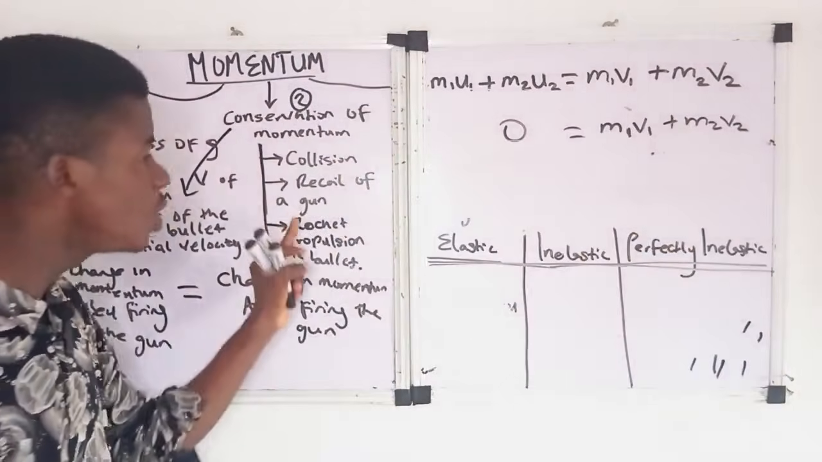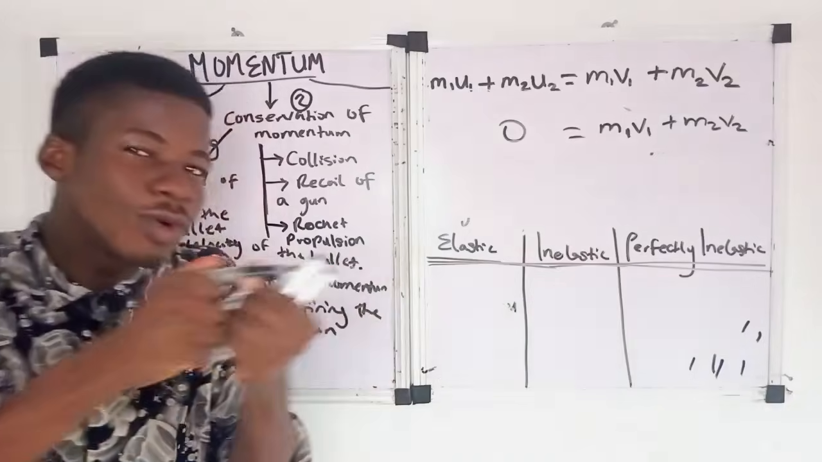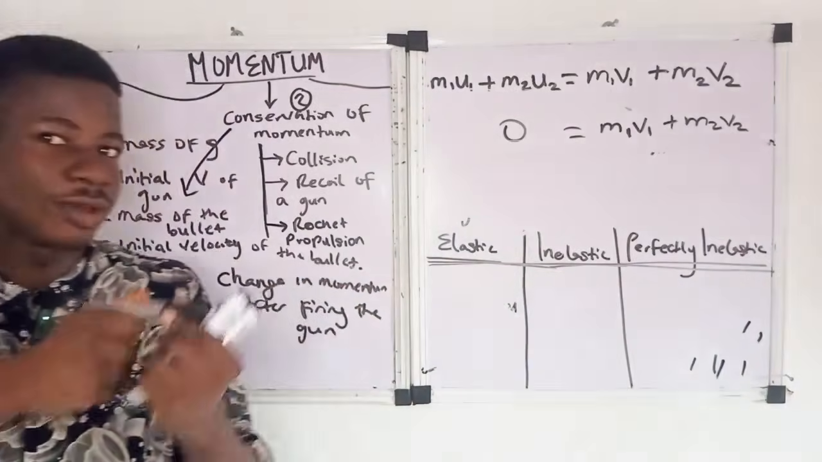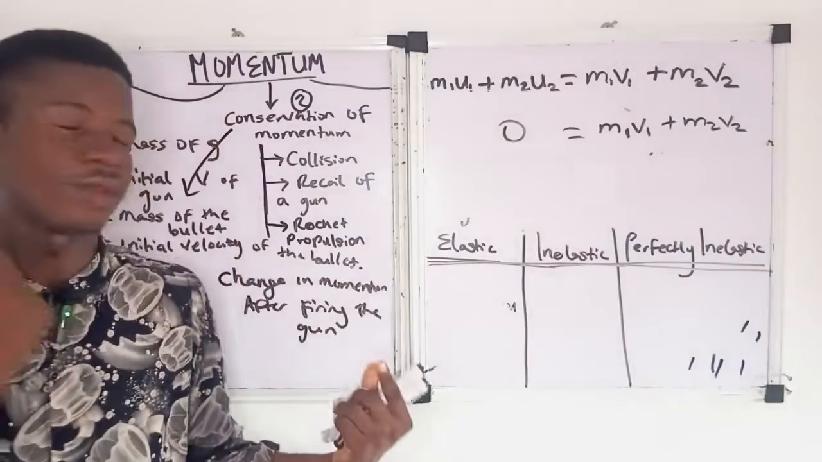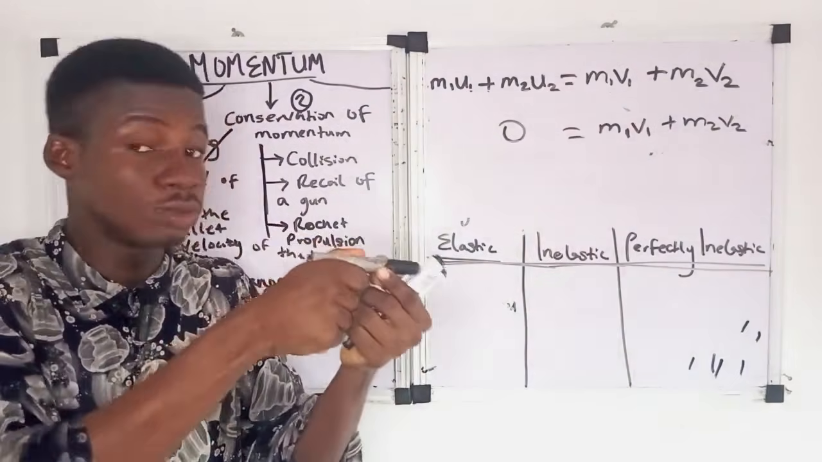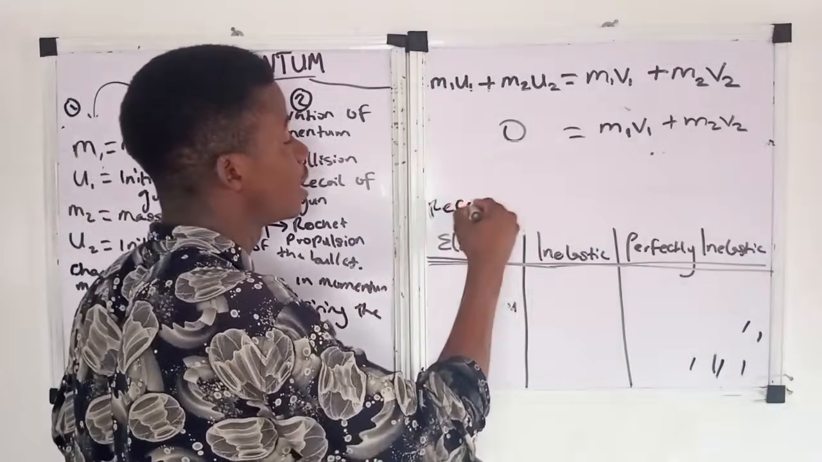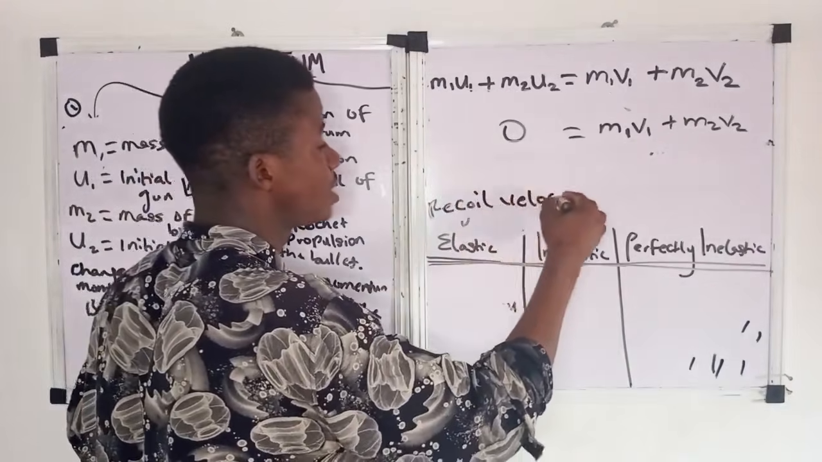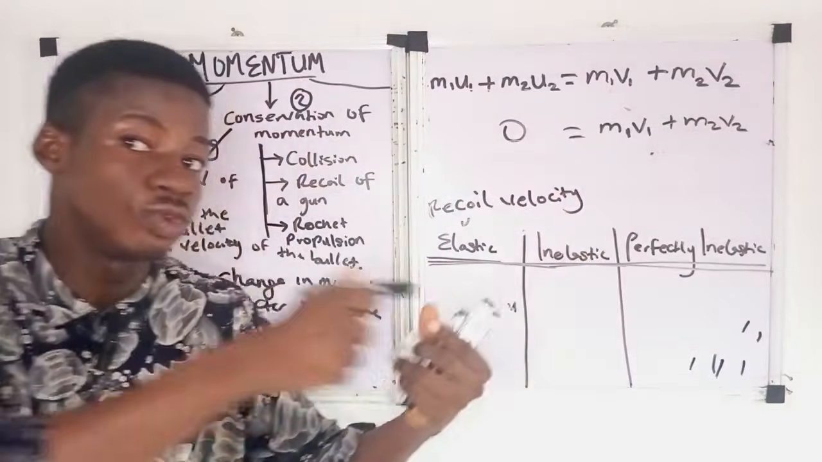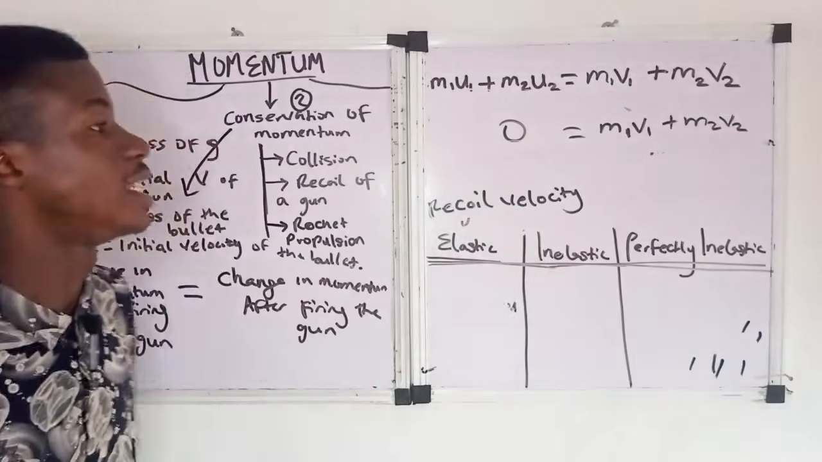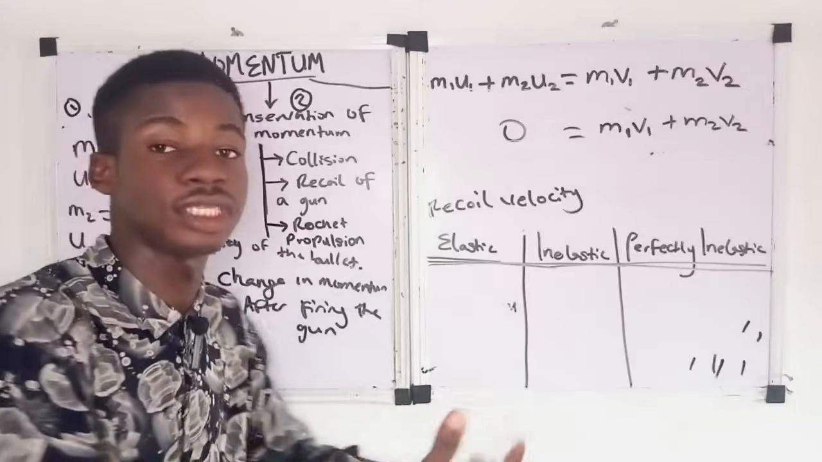Now, recoil of a gun. Remember I told you guys that recoil of a gun is that backward speed or backward velocity. When you fire a gun, there is this backward velocity with which the gun moves backward. That backward velocity is known as recoil velocity. It is the final velocity of the gun with which the gun moves back when we fire the gun, right? Therefore, the question asks us to calculate the recoil velocity of a gun.